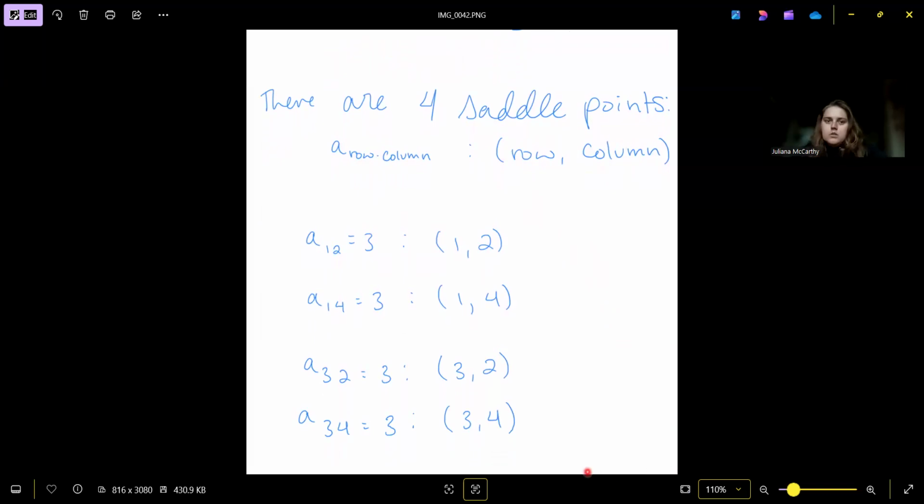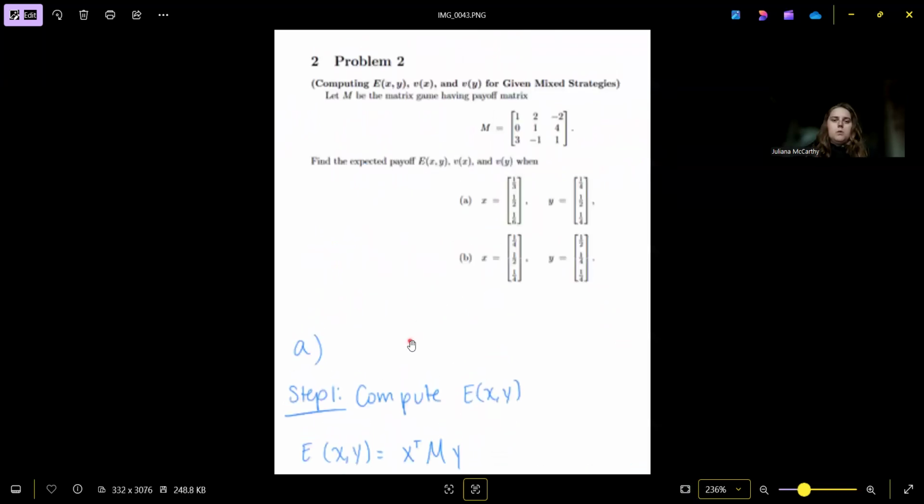Problem number 2. We let M be the matrix game having payoff matrix M equals 1, 2, -2, 0, 1, 4, 3, -1, 1. Find the expected payoff E(x,y), v(x), and v(y) when we're given these two situations, A and B. So the first one is when x equals 1/3, 1/2, 1/6, and y equals 1/4, 1/2, 1/4. And then for B, it's when x equals 1/4, 1/2, 1/4, and y equals 1/2, 1/4, 1/4.